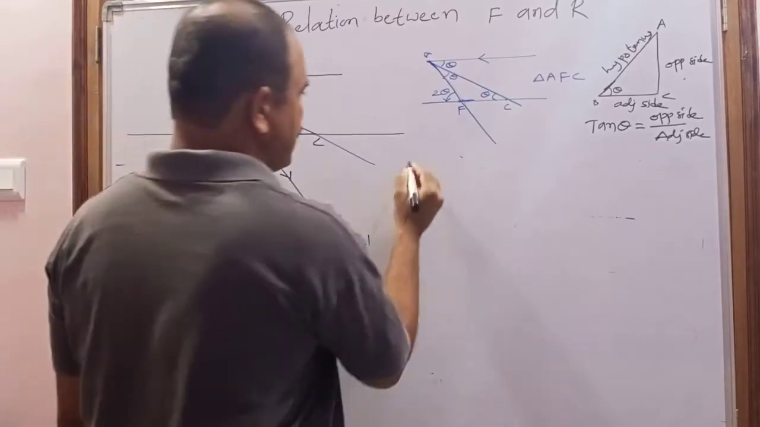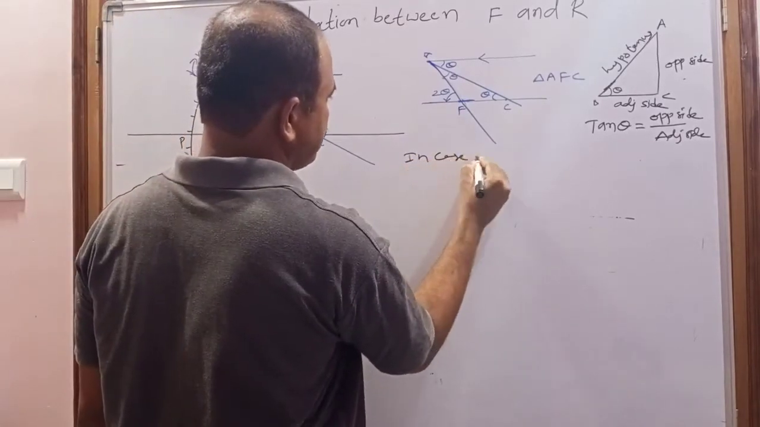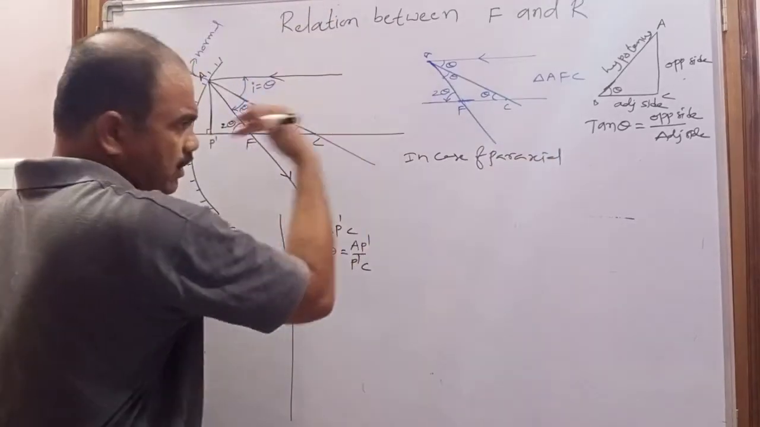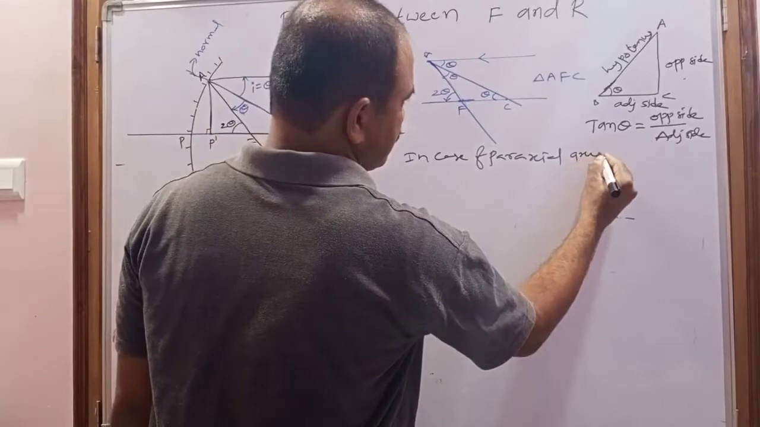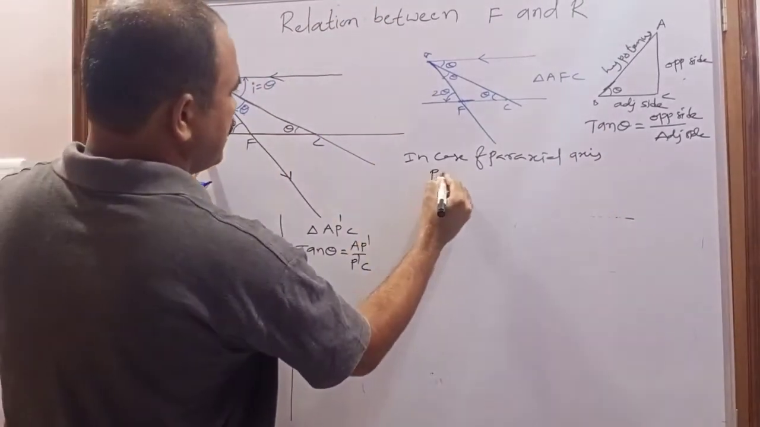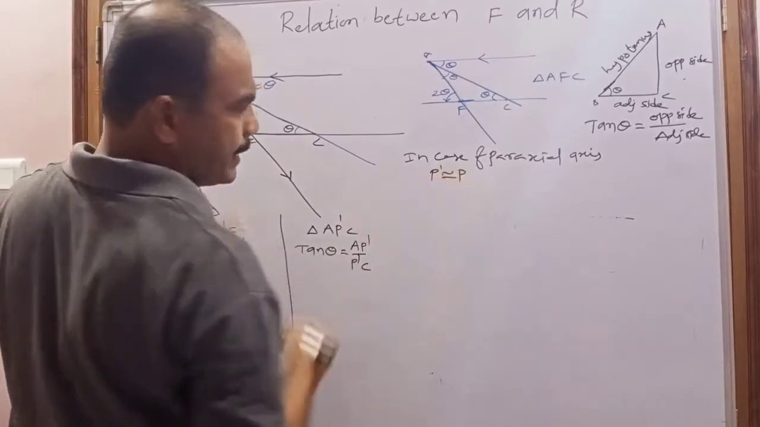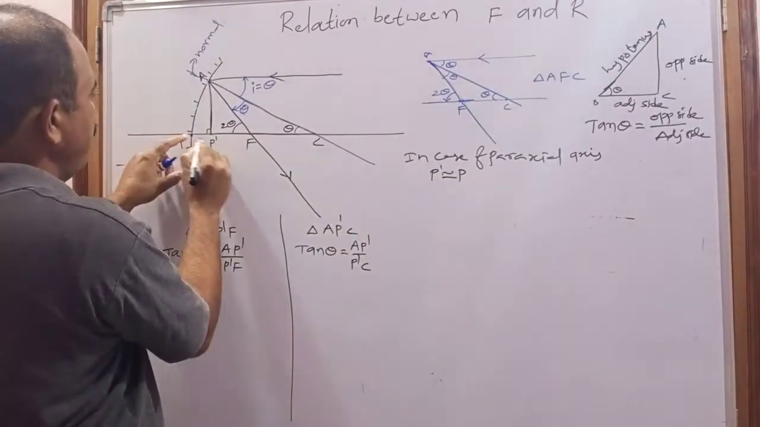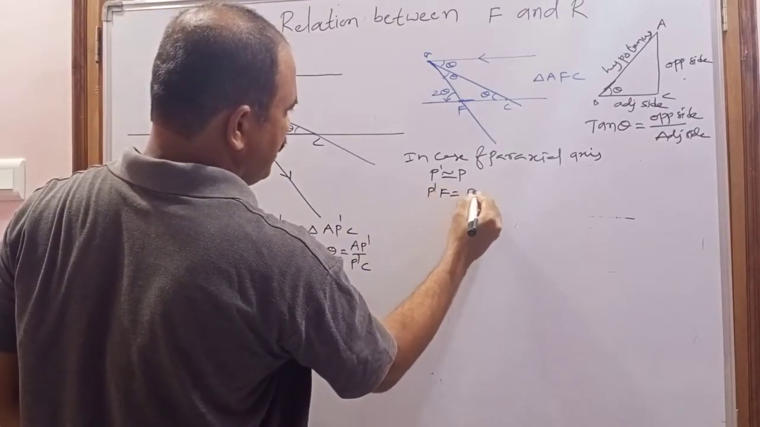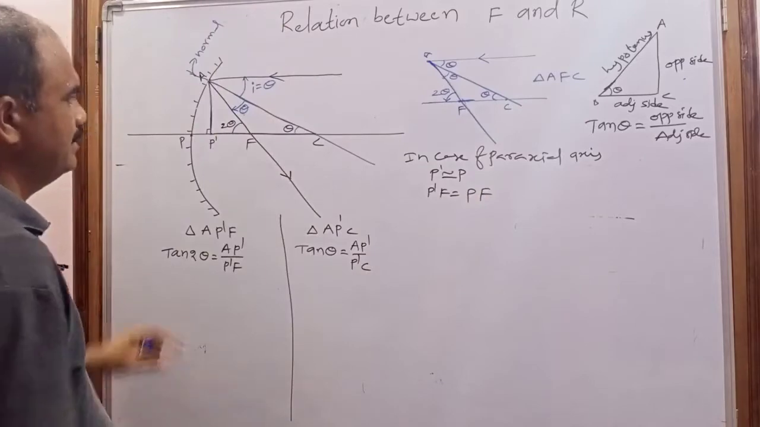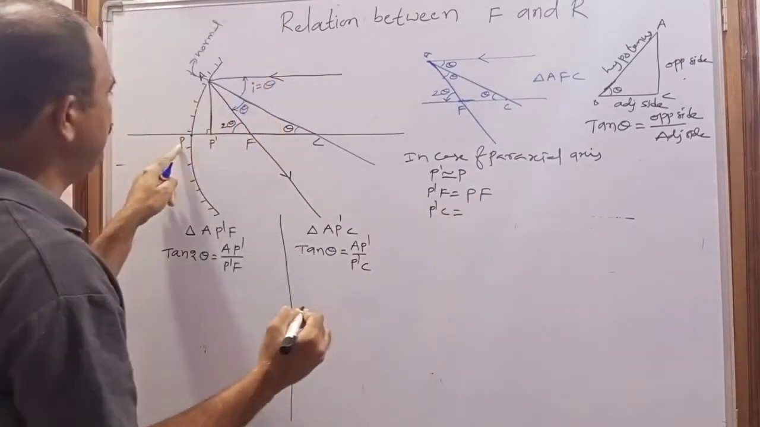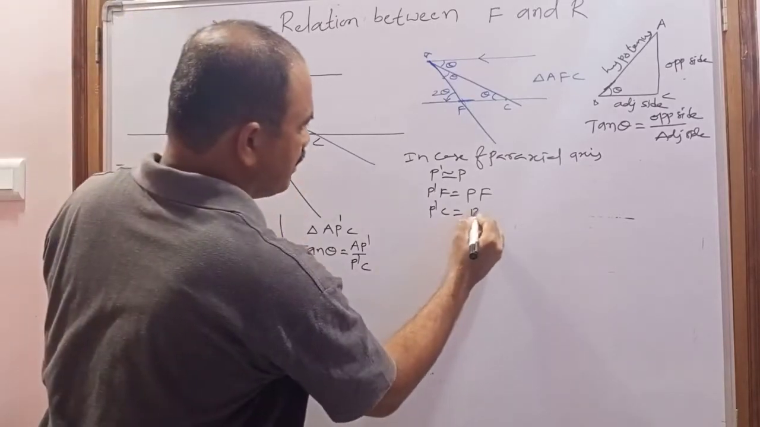So in the case of paraxial rays, what is happening? Paraxial means the rays which are nearer to the principal axis. In this case, P dash is nothing but equal to P. That's why the distance between P dash and F is the same as the pole-to-focus distance, and the distance between P dash and the center of curvature is the same as the pole-to-center-of-curvature distance.